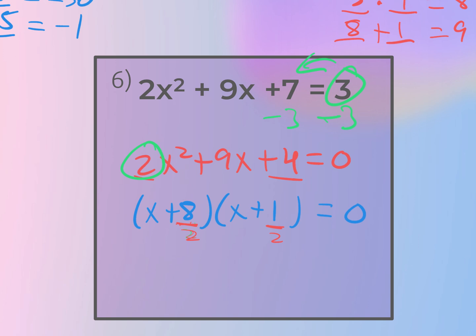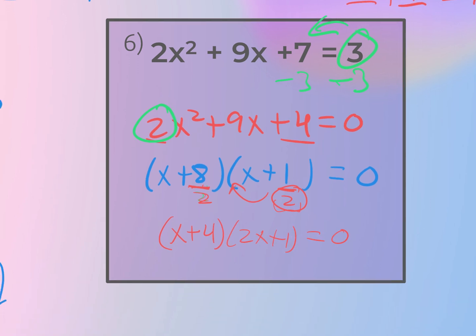Whatever gets you a whole number stays, you can leave it alone. So x plus 8 divided by 2 gets you 4. So this side becomes x plus 4. But then this side, 1 over 2, that doesn't give you a whole number. It's a fraction. So the bottom, you bring it up and you just throw it right in front of the x. 2x plus 1 equals 0.